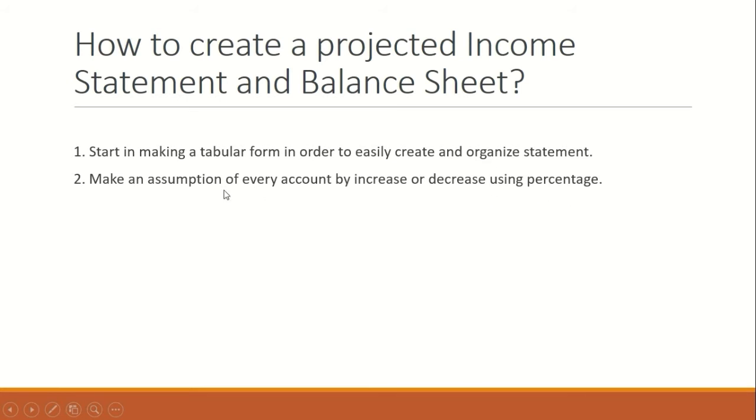Pag sinabi nating assumption, nag-a-assume tayo na for the following year, magkakaroon tayo ng increase or decrease. So gagamit tayo ng percentage. So for example, this year, meron tayong 100,000 na cash. So let's assume na next year, magkakaroon tayo ng increase na 50%. Ganun yung ibig sabihin ng assumption. Nag-a-assume tayo na merong mangyayaring increase or decrease.